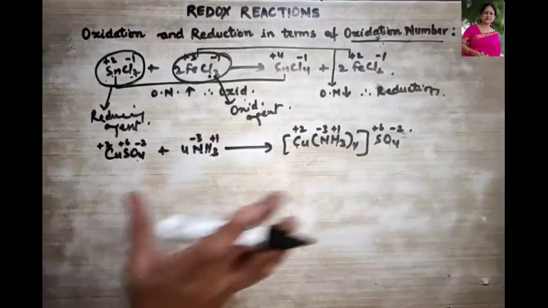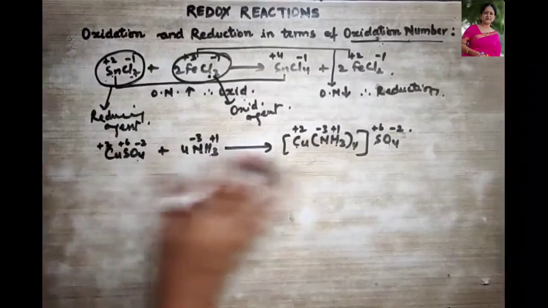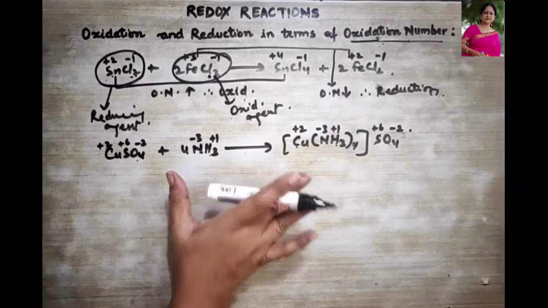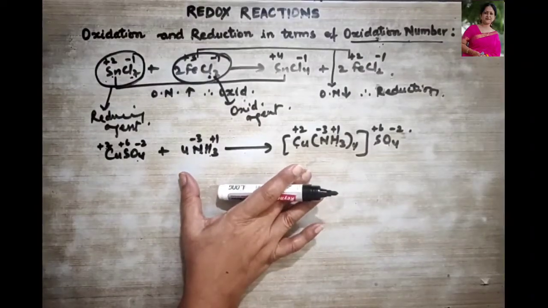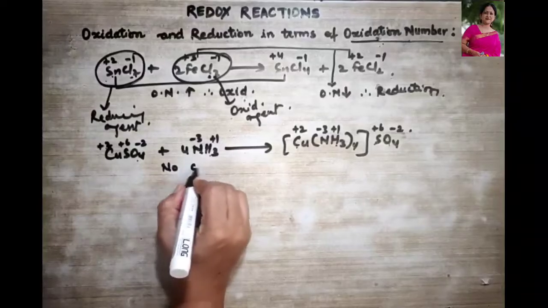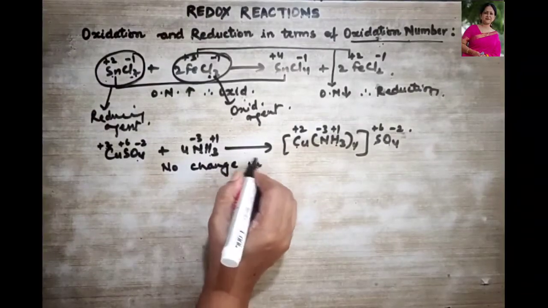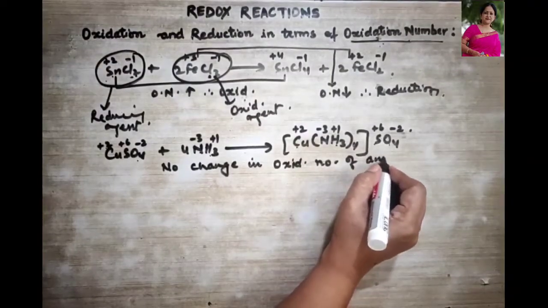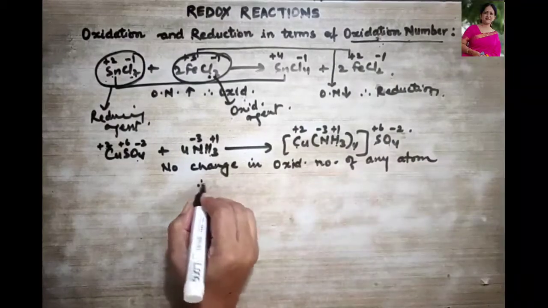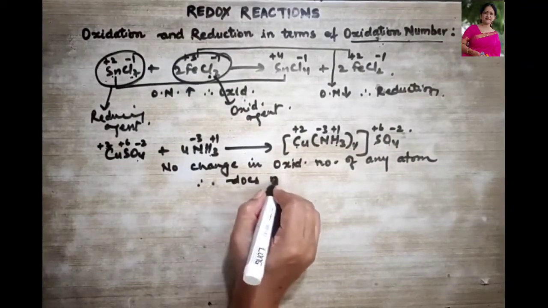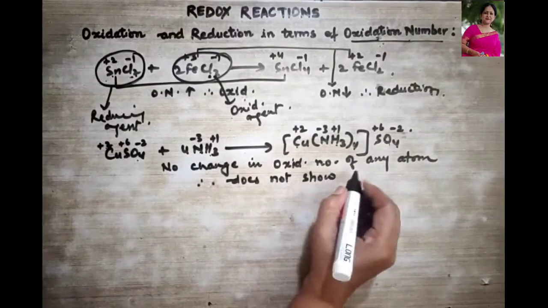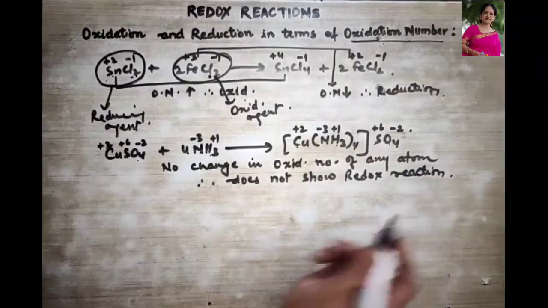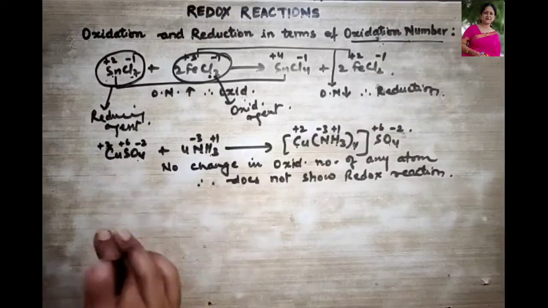So what do we see? There is no change in the oxidation number of any atom. Thus we say that this reaction does not exhibit redox reaction. I hope this is very clear to you. So no change in oxidation number of any atom, therefore does not show redox reaction.